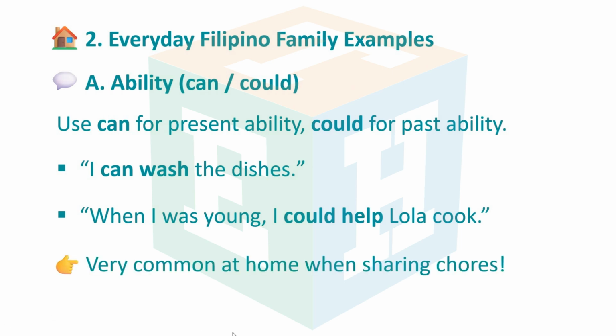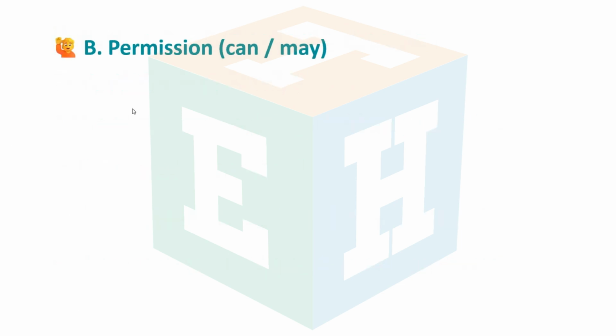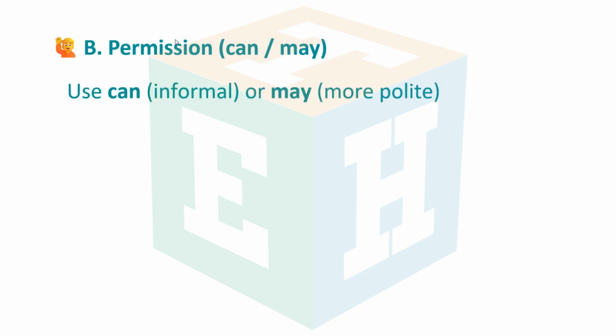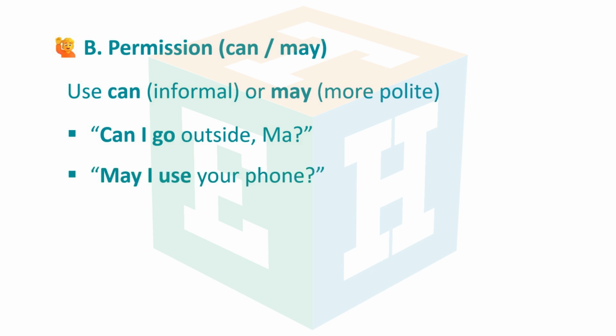Very common at home when sharing chores. B. Permission, can/may. Use can for informal or may for more polite. Can I go outside, ma? May I use your phone?